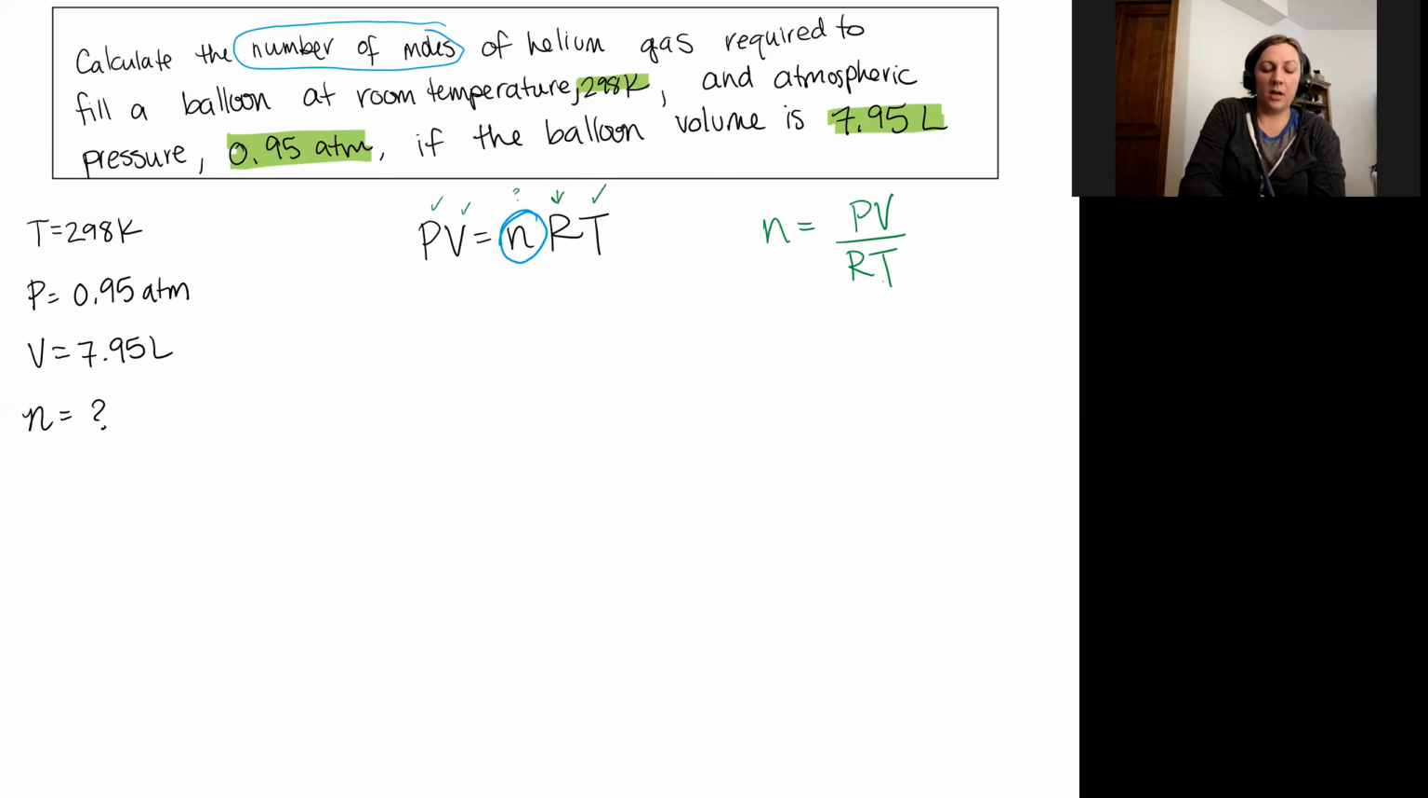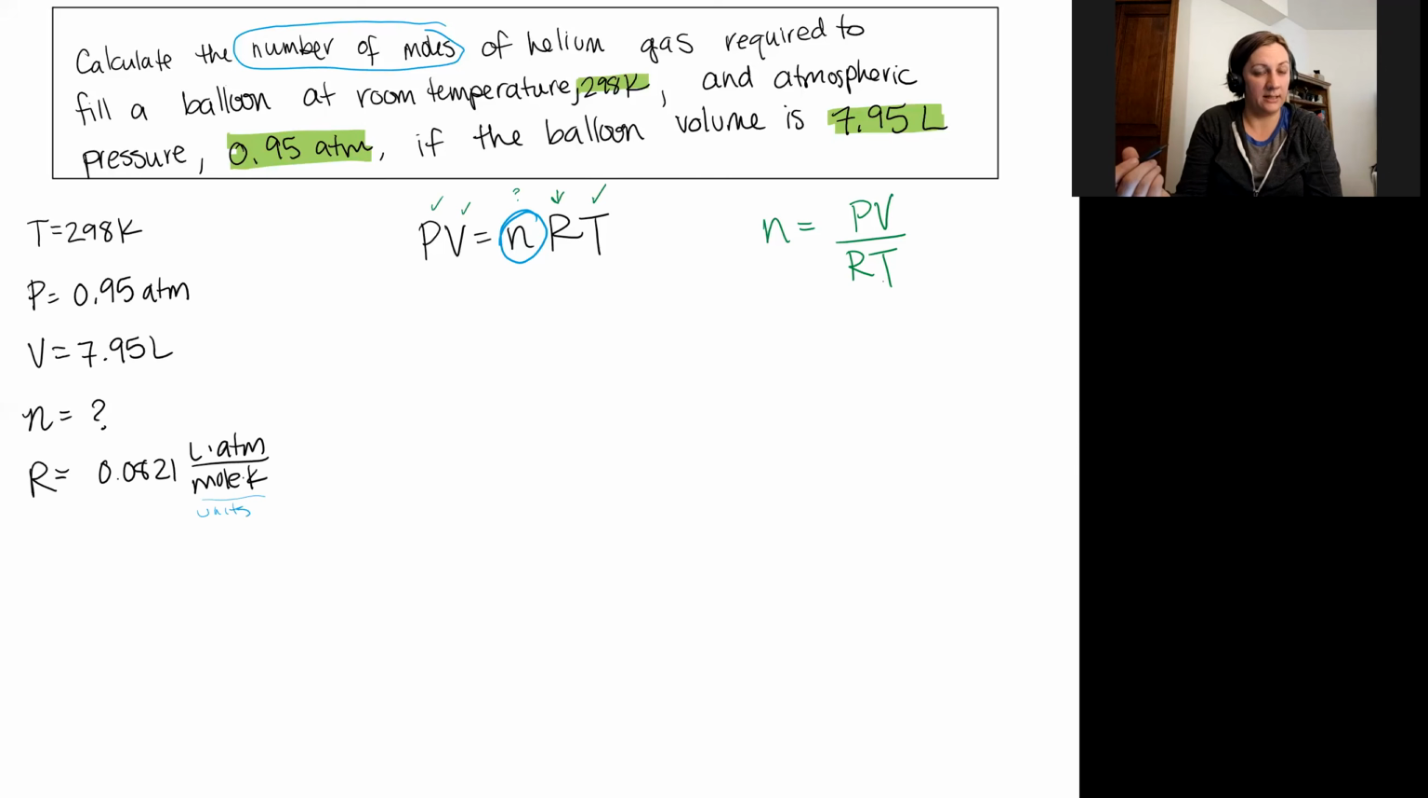And that is because R is a constant that you're just going to be expected to know, or know that it's something you can go look up. And R has a number of values associated with it depending on its units. It's all the same number, just converted into different units. So it's 0.0821 liters times atmospheres divided by moles Kelvin. And this right here, these are the units, not the equation itself, which is an easy mistake to make.